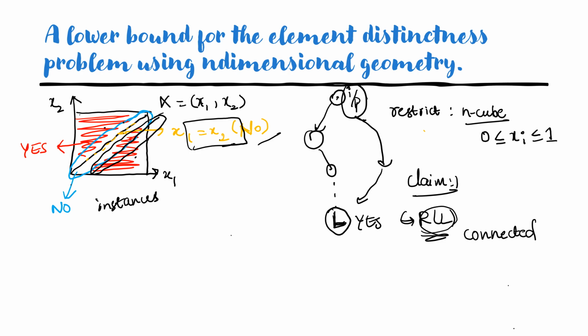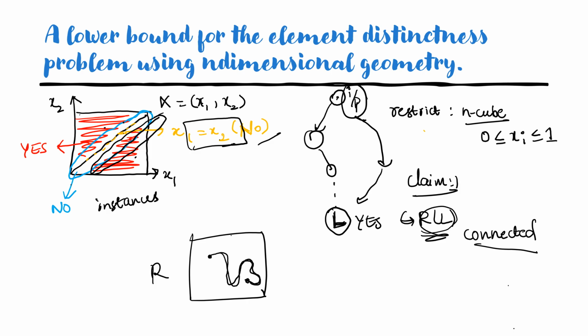So how? What does connected mean? Given a space, any 2 points in region R are said to be connected if the path between those 2 points, and the path can be anything, also belongs to the region R. So this is what connected means. This is not connected because this doesn't belong to region R.